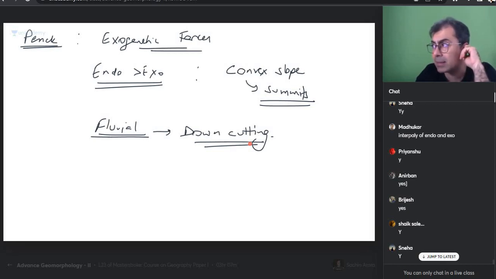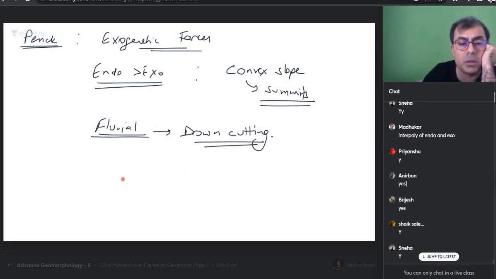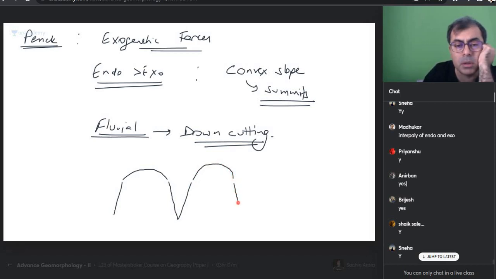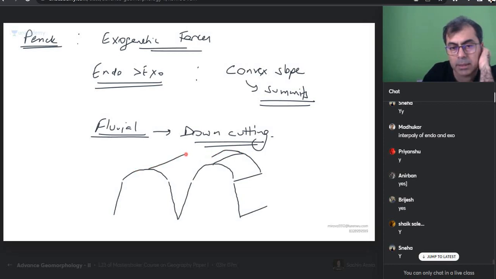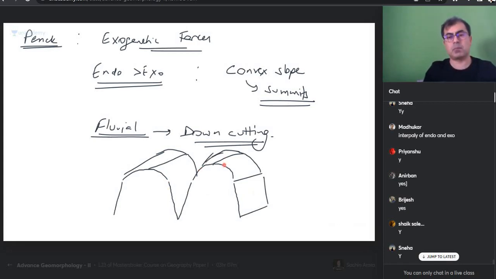As a result, along with convex slopes, steep free face slopes are created. Yes or no? Get that?